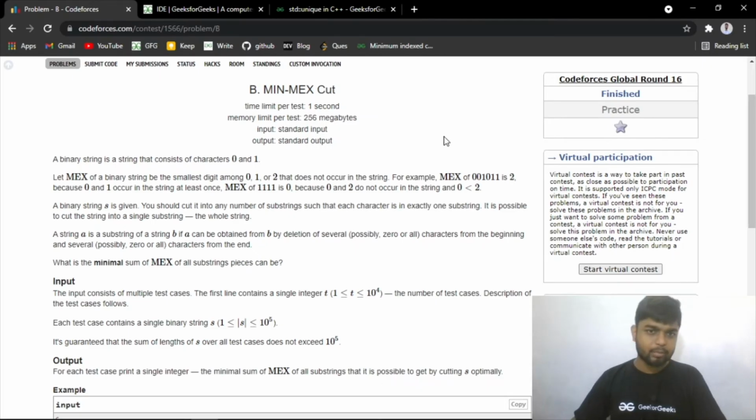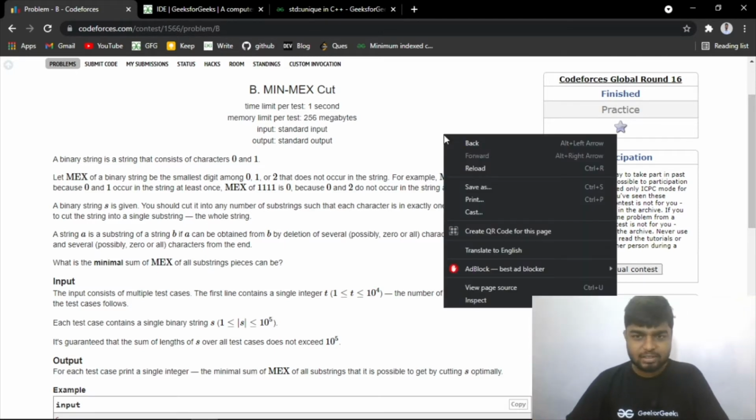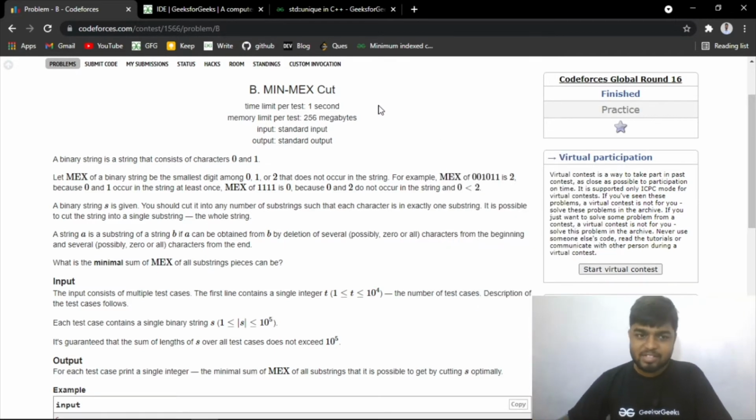Hi everyone. So today we'll be discussing problem B, that is Min Max Cut, from the latest Global Round 16 that happened yesterday night. So let's see what the problem says. The problem says that you have been given a binary string which consists of characters 0 and 1.